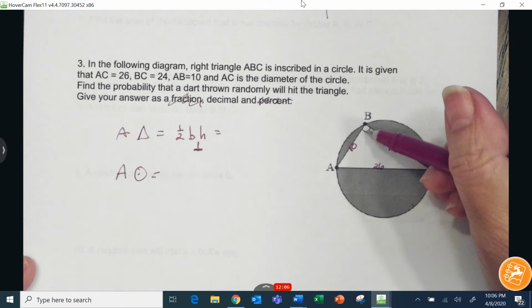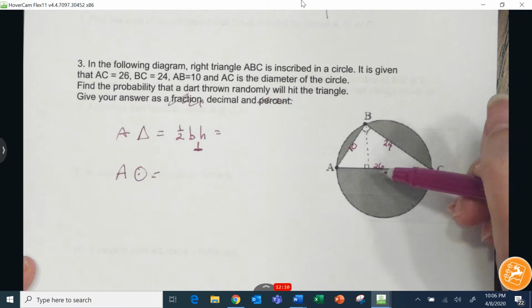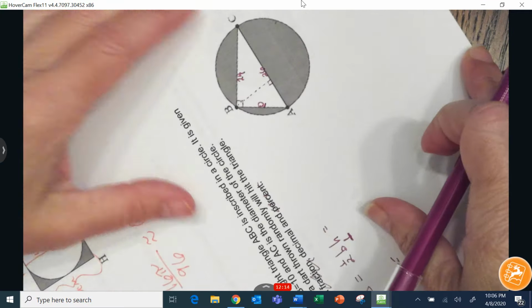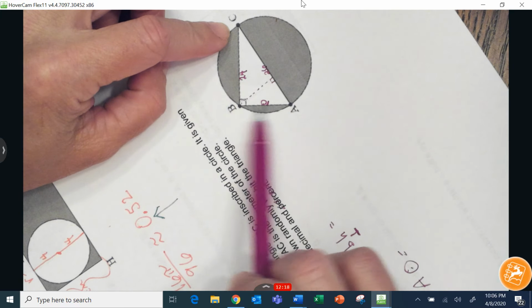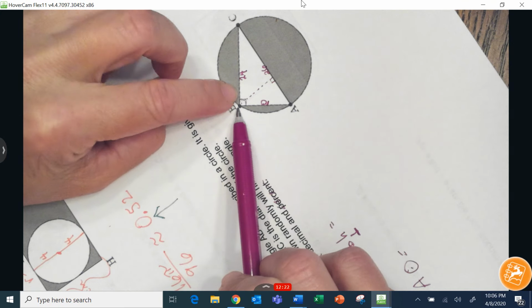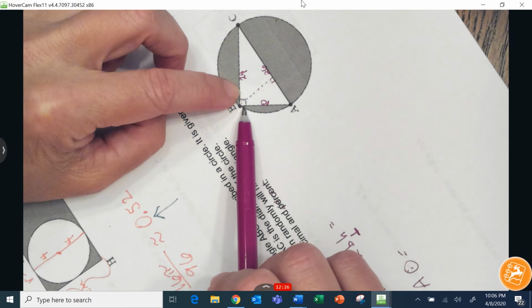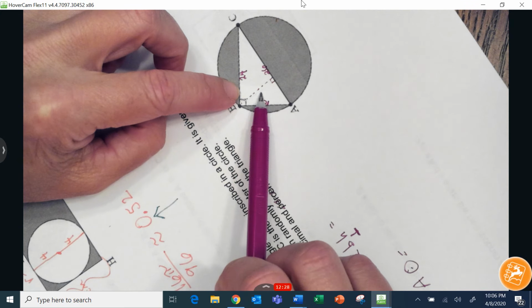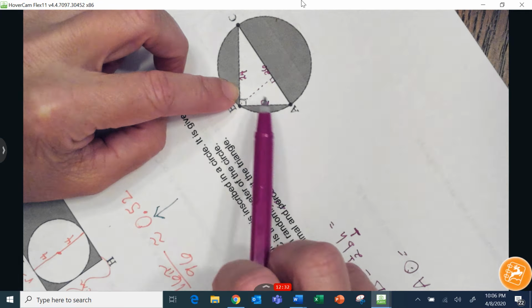So I can draw in this height and attempt to find it, or I can turn my paper and say, well, this is going to be the height and this is going to be the base. If I have two angles that make 90 degrees, I'm going to use those as the height and the base, because it doesn't matter if I turn my picture, the area of the triangle stays the same. So we're going to do 1/2, 24, and 10.